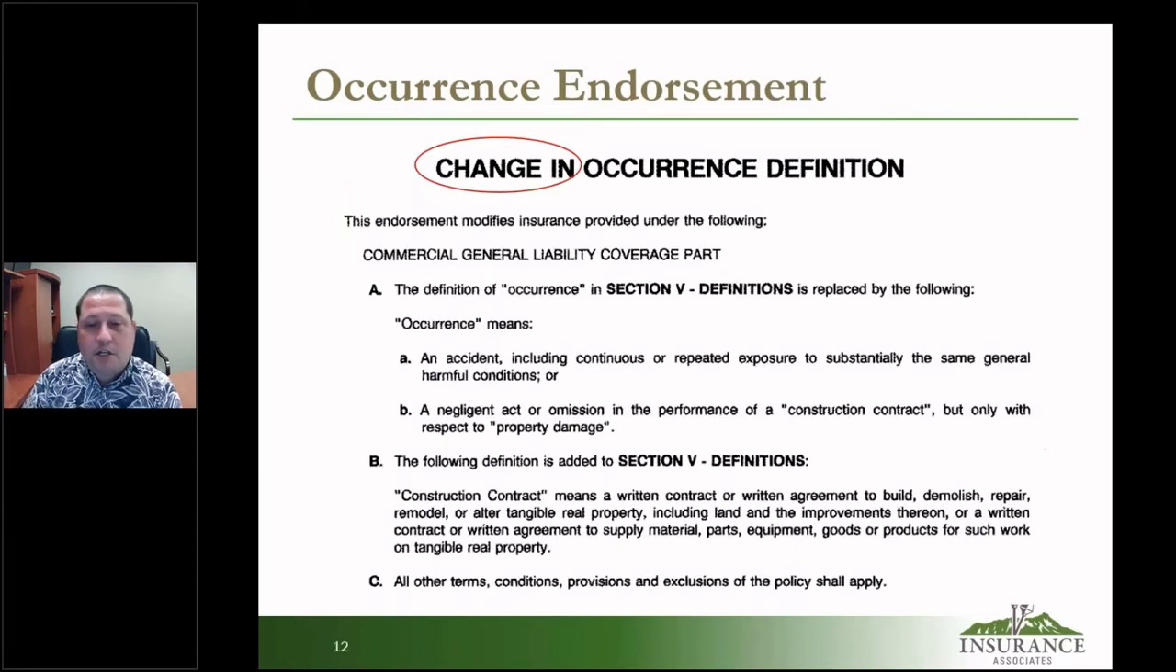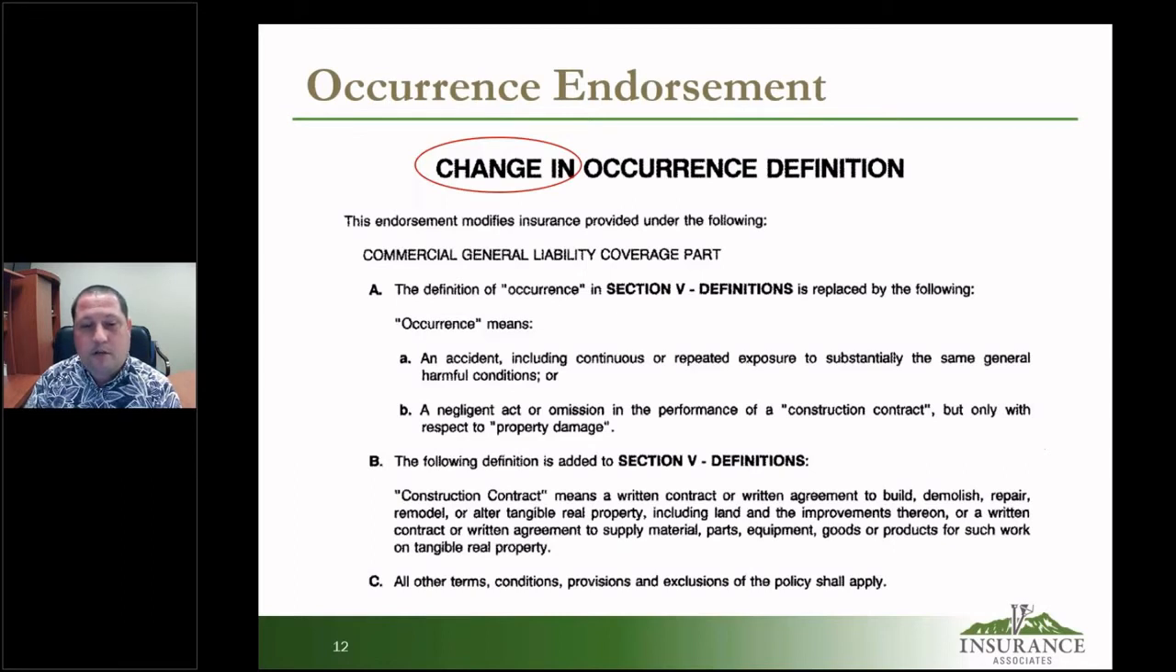Next is the change in occurrence definition. This is a Hawaii state-specific form, and I'm going to tell you why in just a second. First of all, occurrence means an accident, including continuous or repeated exposure to substantially the same general harmful conditions. The background behind this is that there was a lawsuit decision on May 19, 2010, involving mold at the Hilton Kalia Tower on Oahu. The mold occurred over time, and there were multiple claims filed. Because it wasn't clear when the loss occurred, claims were filed with multiple insurance carriers.